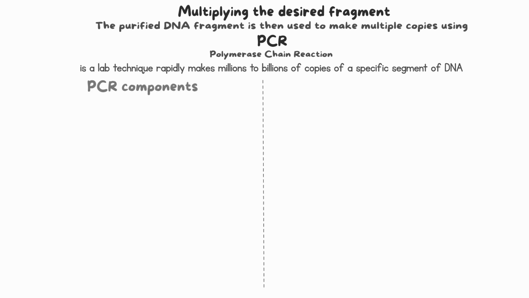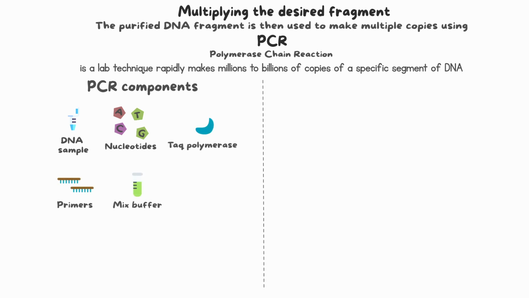For PCR, what we need is the DNA sample, nucleotides, the Taq polymerase, primers, buffer solution, and an Eppendorf tube.